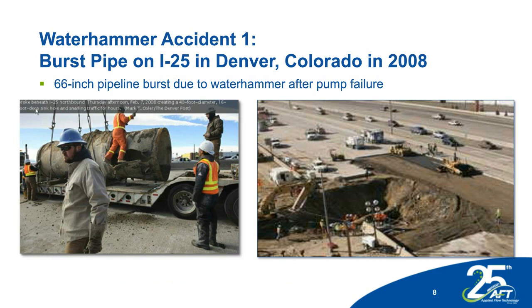As Alan alluded to earlier, there are a number of Waterhammer accidents that you can find Waterhammer damage by just going out and Googling. I'm going to just share two with you. One is an accident that happened in the year 2008, about an hour from our office in Colorado. This is in Denver along Interstate 25. What you can see over on the right is a major highway that goes through the city of Denver, and the damage that happened when a 66-inch pipeline burst after a pump failure. You can see the pipe on the left there with the man standing on it that was damaged during this accident.